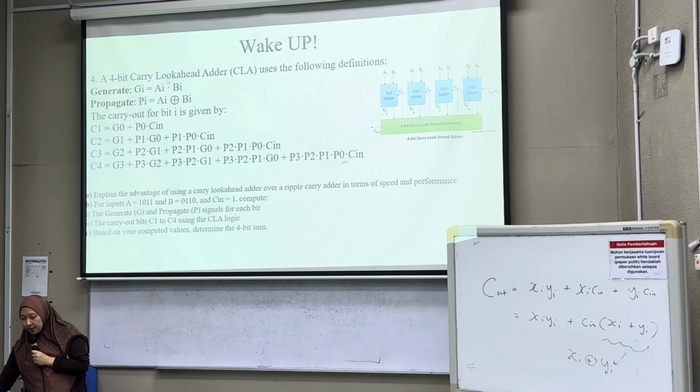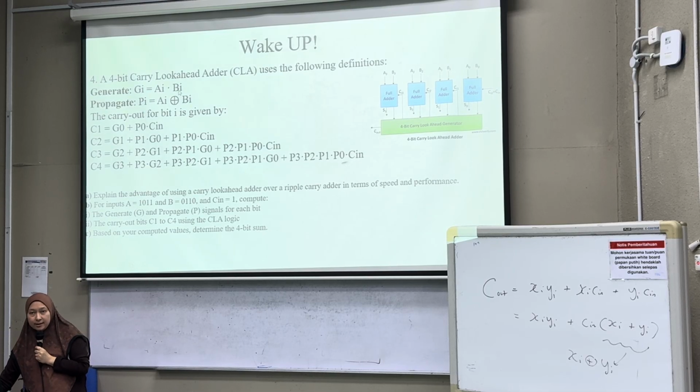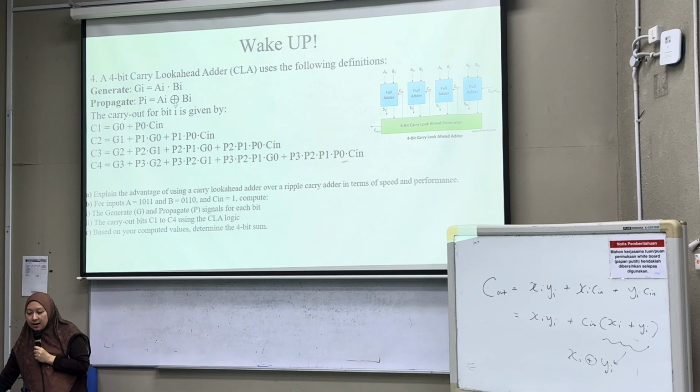Another question. Now I'm having a 4-bit carry look ahead adder using the following definitions. I'm giving you the definitions now. The generate is Gi equals Ai ANDed with Bi. Propagate is Pi, whereby Ai XOR Bi.